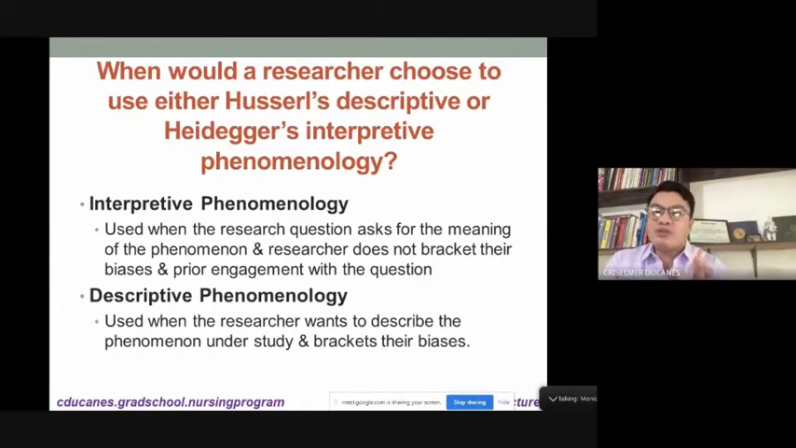However, descriptive phenomenology is used when the researcher wants to describe the phenomenon under study. Okay? And brackets their biases. So, if you have no knowledge of the topic and you want to study that particular topic, you'd probably use descriptive phenomenology. Okay? You actually have nothing to contribute on that topic. And also, if you want to bracket your own personal biases, you would use descriptive phenomenology. Okay? Because the goal of descriptive phenomenology is just to describe the phenomenon or just to describe the experiences of your participants.